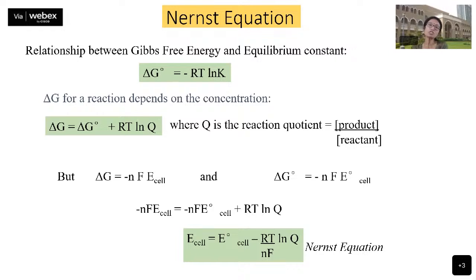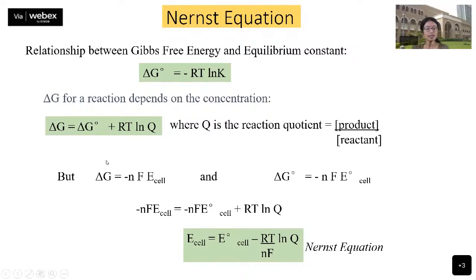Another very important thing which you should always remember when you're doing electrochemistry is the Nernst equation. So we know the relationship between Gibbs free energy and equilibrium constant. So delta G0 is minus RT ln K, where K is basically the equilibrium constant for a particular reaction. So delta G for a reaction also depends on the concentration. How? Because delta G is equal to delta G0 plus RT ln Q, where Q is basically your reaction quotient, which is nothing but the concentration of your products divided by the concentration of your reactants.